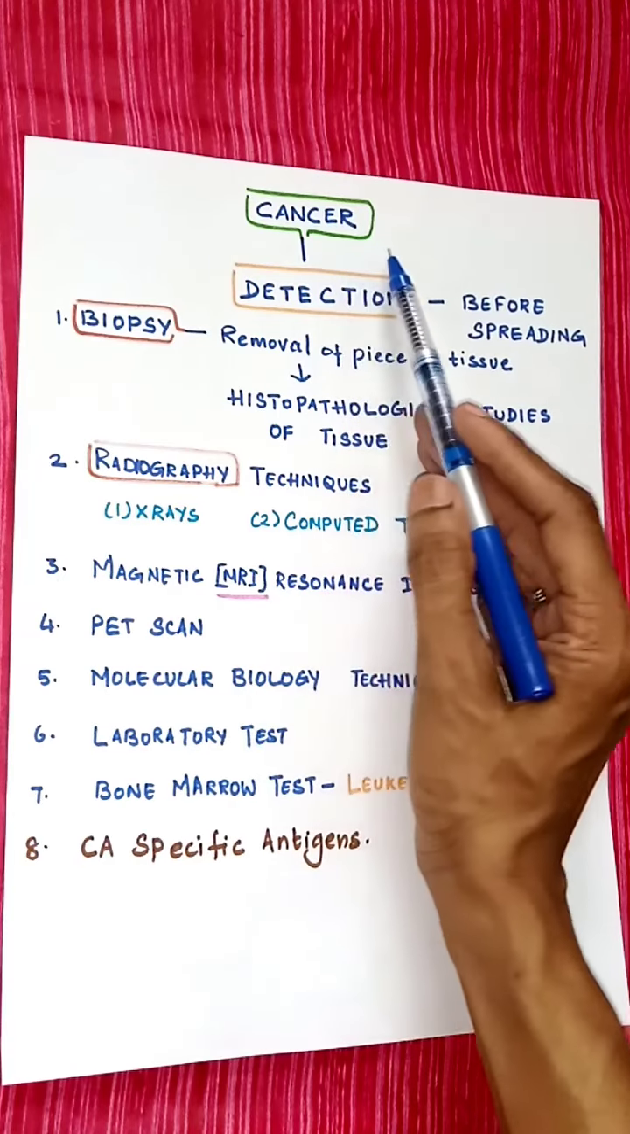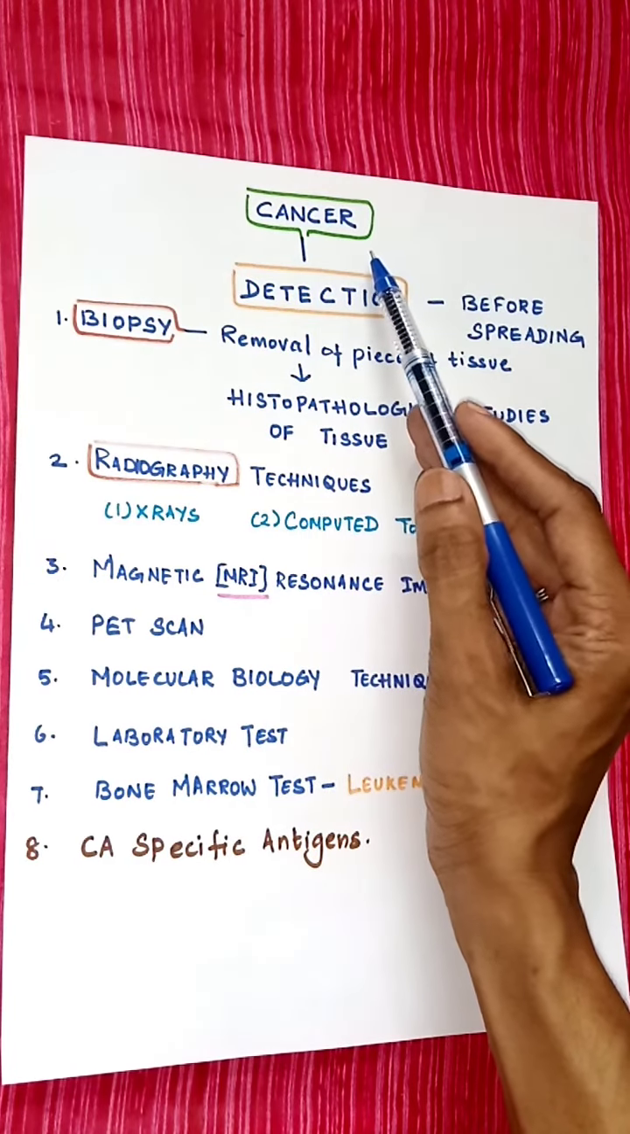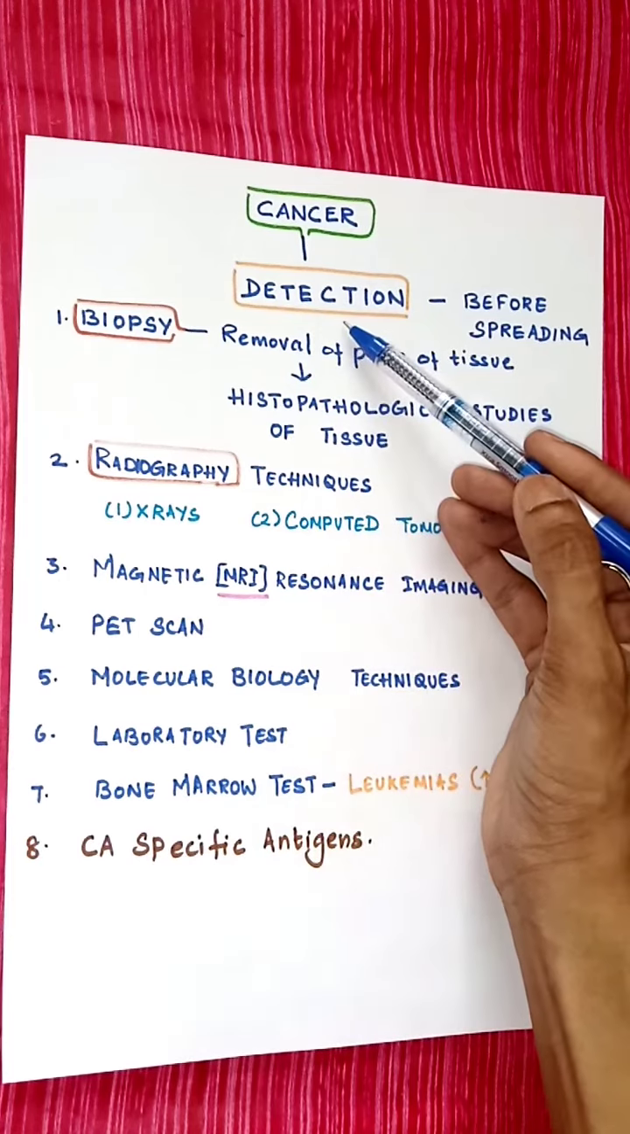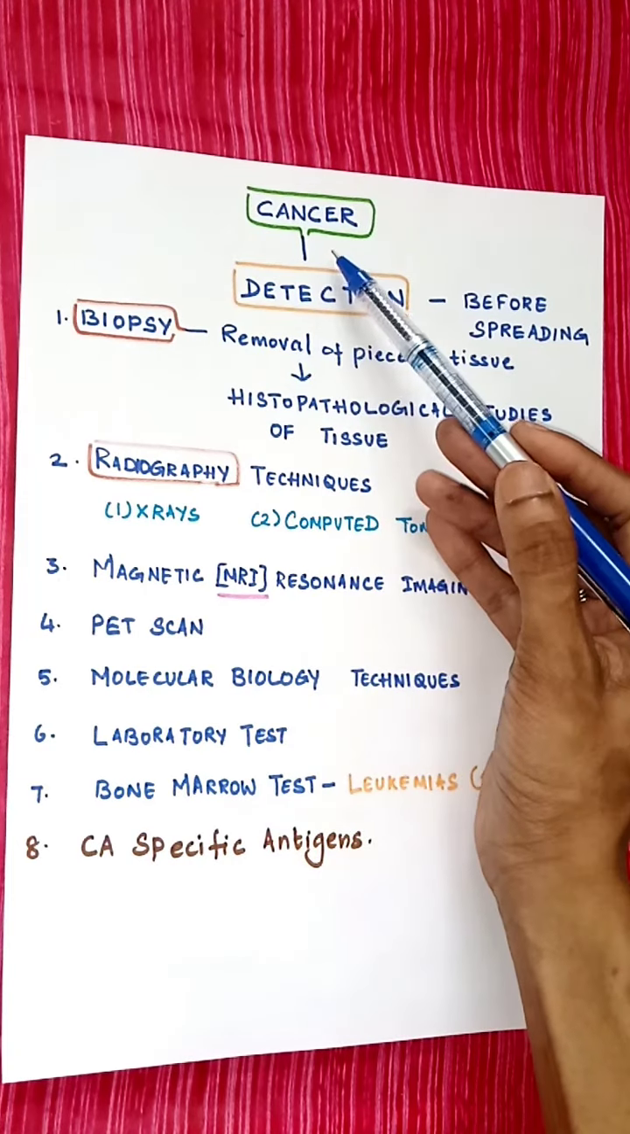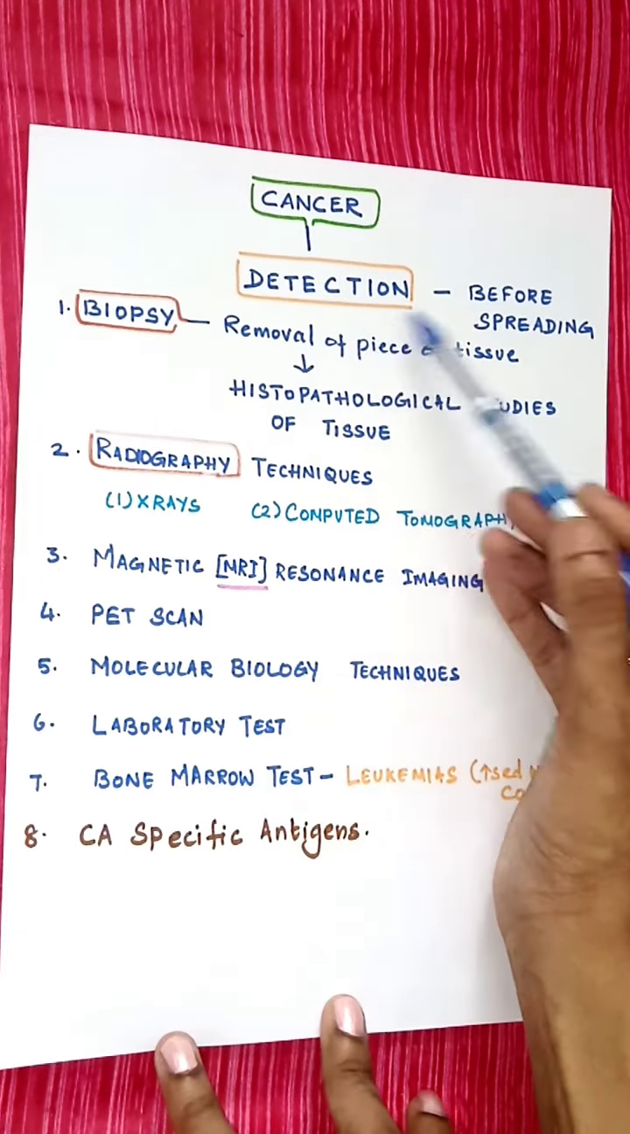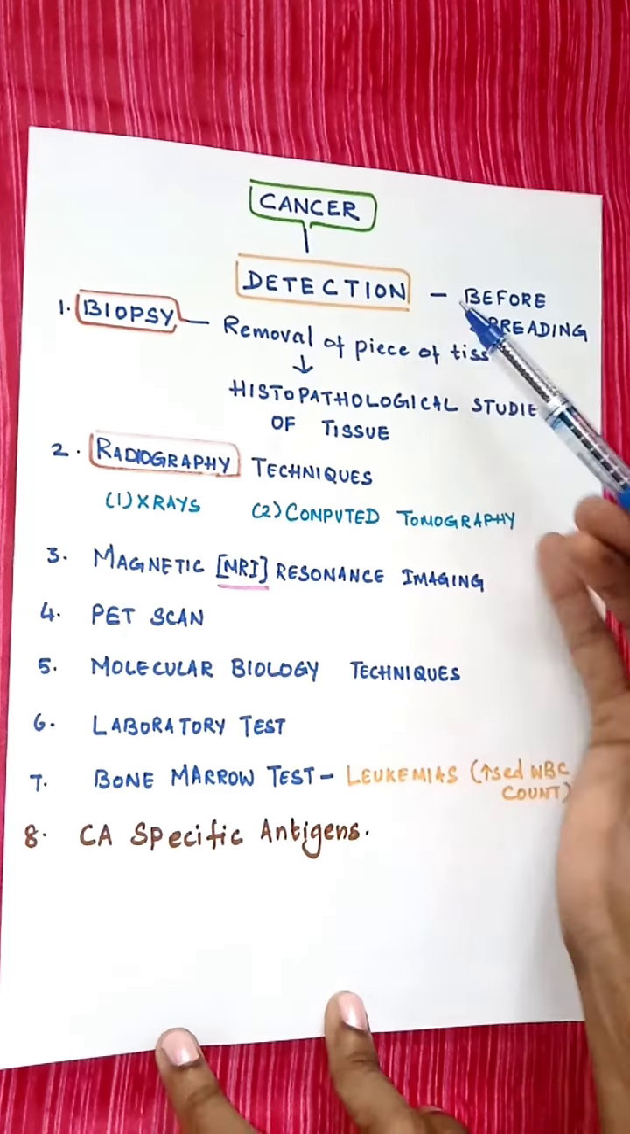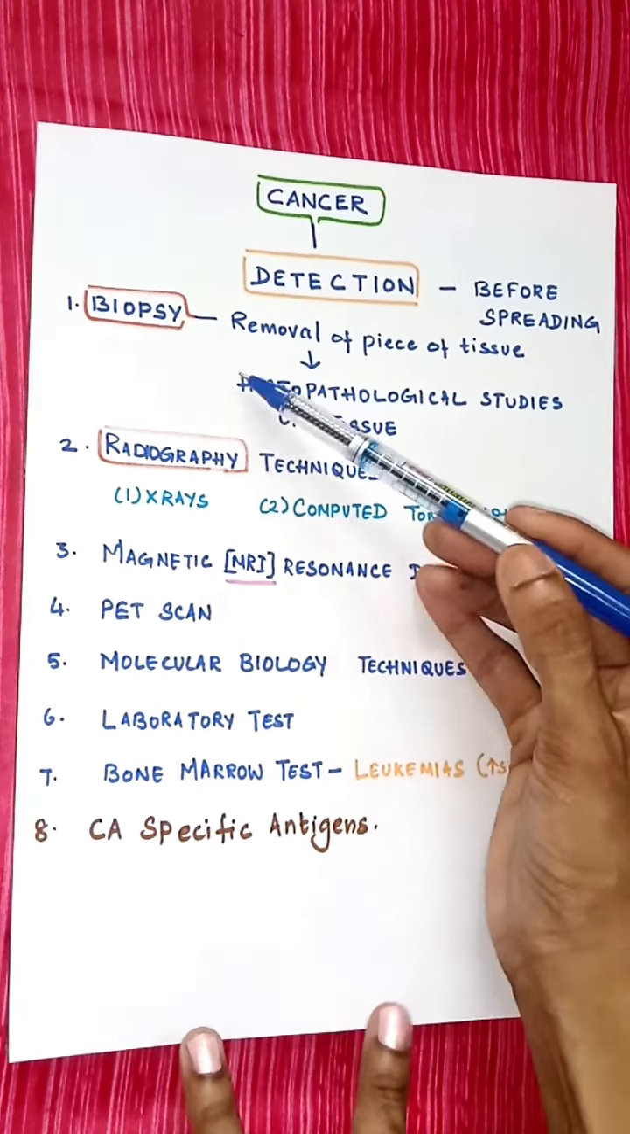As we all know, cancer is one of the most dreadful diseases and the number of deaths due to cancer is increasing nowadays. Detection plays a crucial role in saving the lives of cancer patients, and is also helpful before it spreads to other organs in the body. So what are the various methods used to detect the presence of cancer?